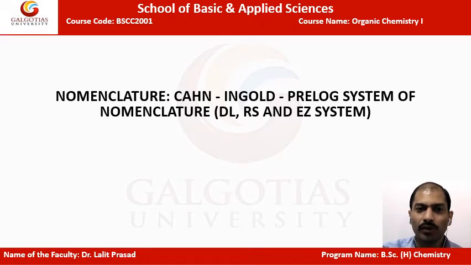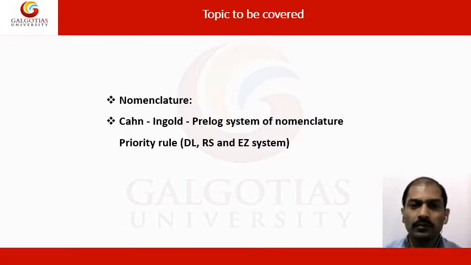The topic is nomenclature, and this is based upon the Cahn-Ingold-Prelog system of nomenclature. In this we will discuss the DL, RS nomenclature and EZ nomenclature. So the subtopics include the CIP rule of how to designate the different forms of the stereoisomer.